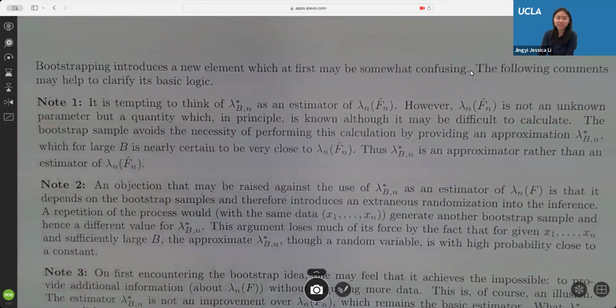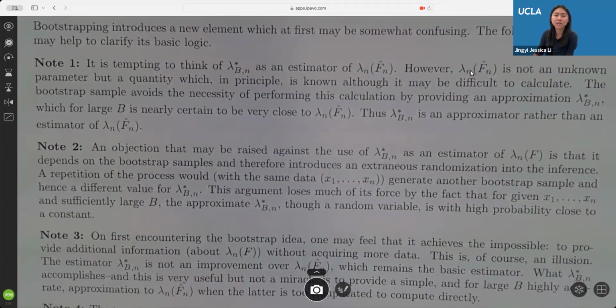Okay, let's read these notes. I think these are the things we can summarize and stop here. Bootstrapping introduces a new element, which at first may be somewhat confusing. You know, the term bootstrap means self-saving, right? You're self-saving, using the same sample to save you. The following comments may help to clarify its basic logic.